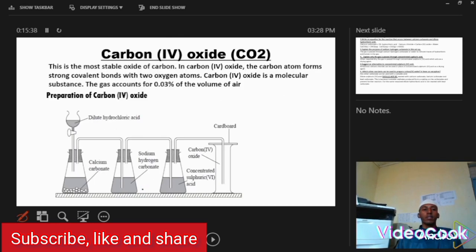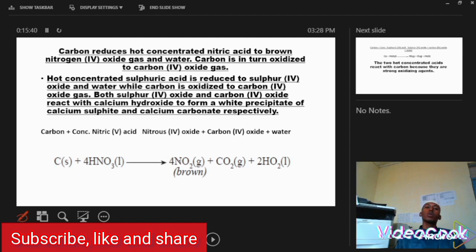Carbon reduces hot concentrated nitric acid to brown nitrogen dioxide gas and water. Carbon in turn is oxidized to form carbon dioxide gas. Hot concentrated sulfuric acid is reduced to sulfur dioxide and water, while carbon is oxidized to carbon dioxide gas. Both sulfur dioxide gas and carbon dioxide gas react with calcium hydroxide to form a white precipitate of calcium sulfite and calcium carbonate respectively.